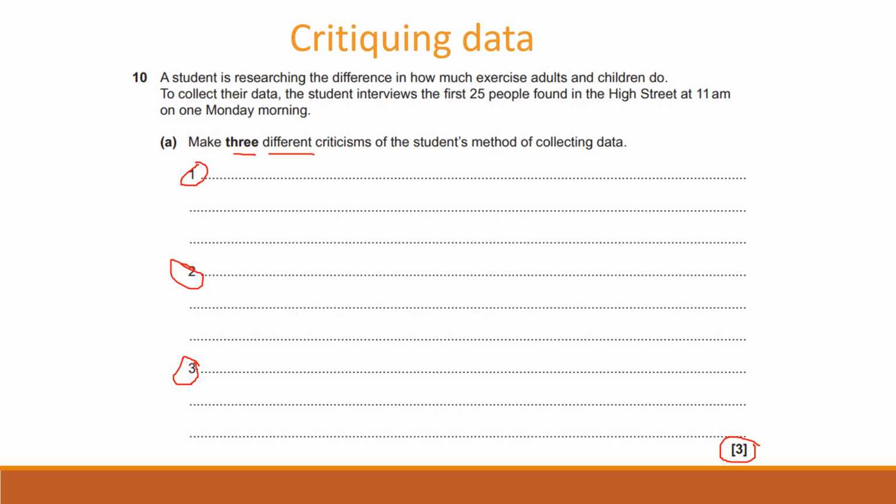So we've got this question here. They're looking at adults and children, and we're collecting data in the student interview for the first 25 people found in the high street at 11 AM on one Monday morning. Now I'm going to show you the mark scheme straight away on this because there are lots of different reasons you can give, and as long as your reasons are valid then you will get marked correctly.